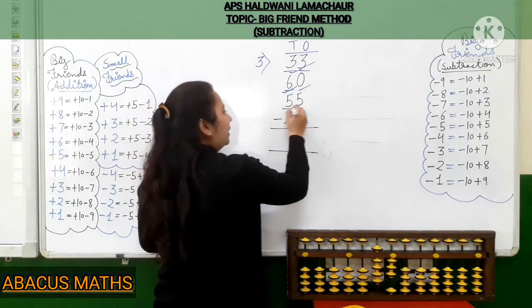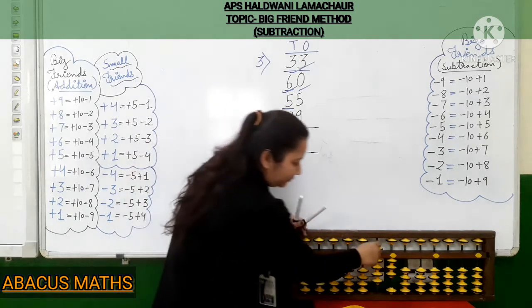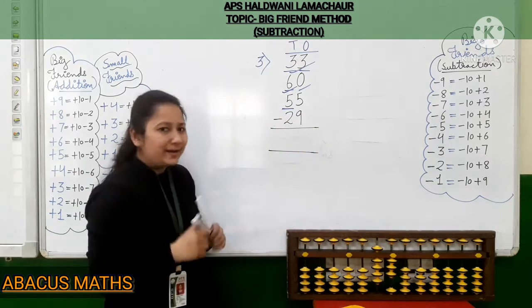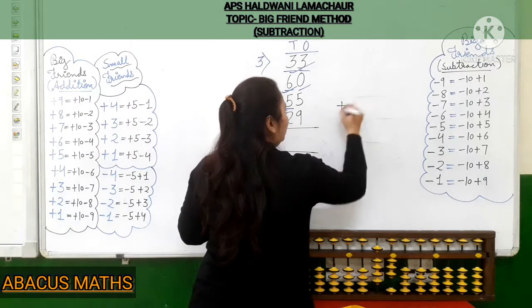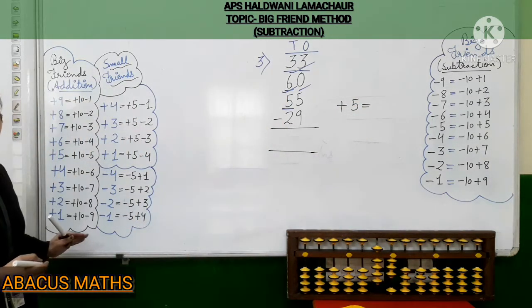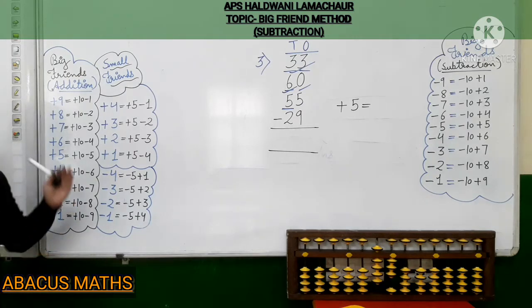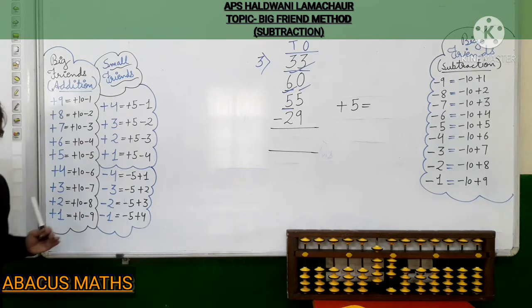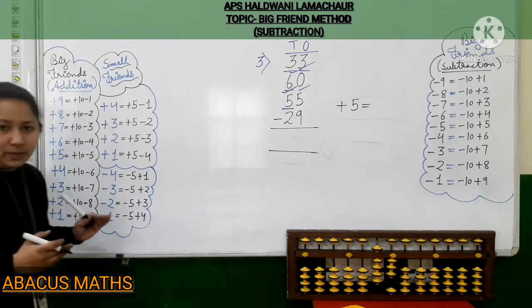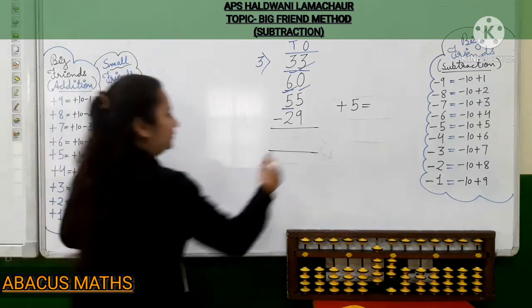Now next you have to add this 5 in tens rod. Now you can see kids that 5 is already added. So for adding 5 we will use our big friend addition formula. Kids, you can see that your old formulas are again coming in your sums. So you have to learn them properly. Now for adding 5, plus 10 minus 5.